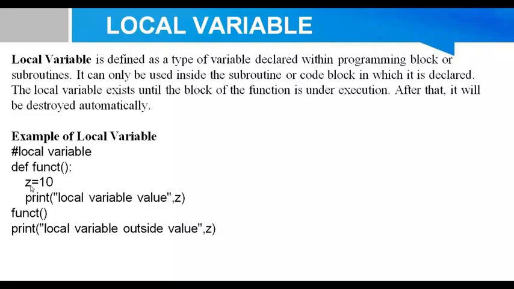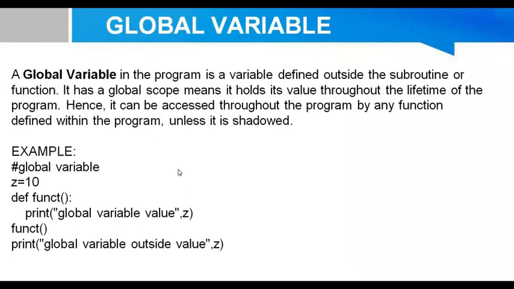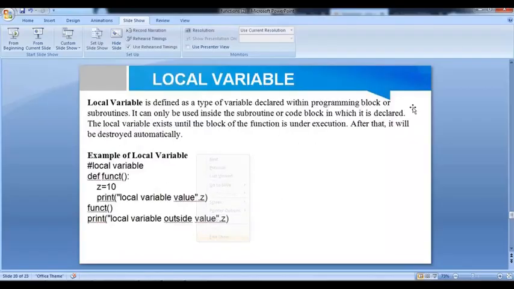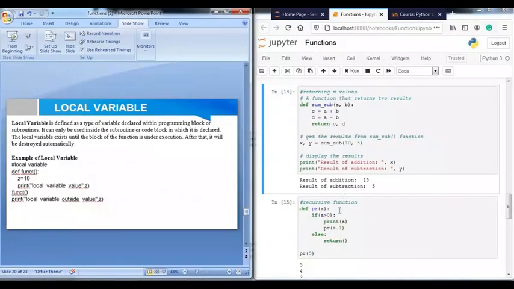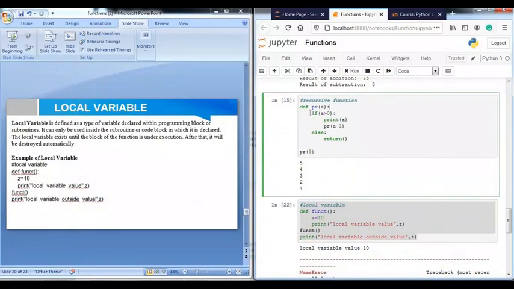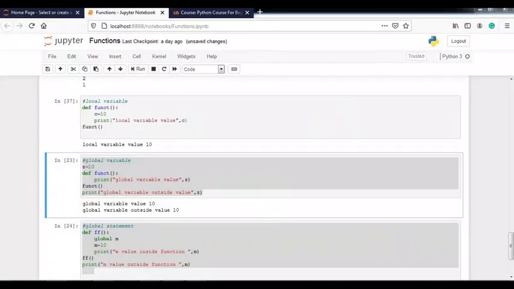See, when I try to access it outside the function, see what will happen. It will give you an error that name C is not defined. Why? Because C is a local variable and it can't be accessed outside the function. Okay, so next is the global variable.